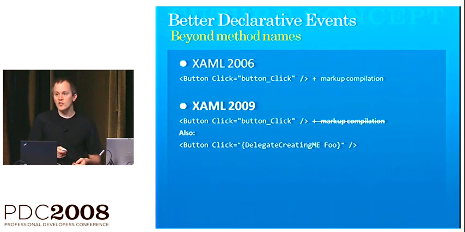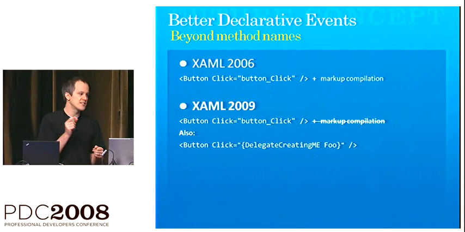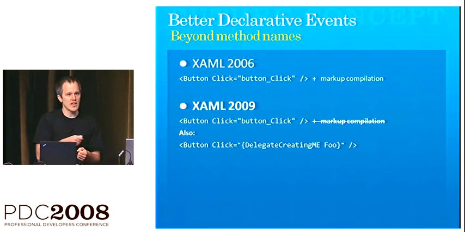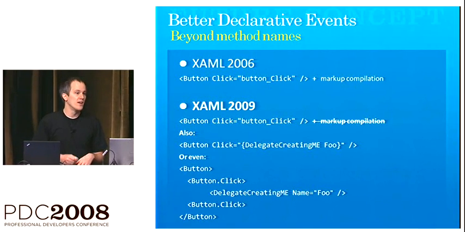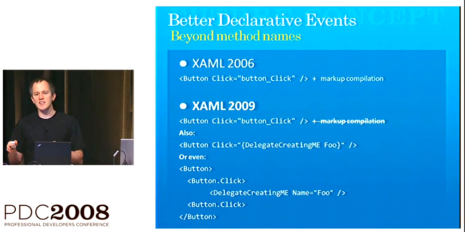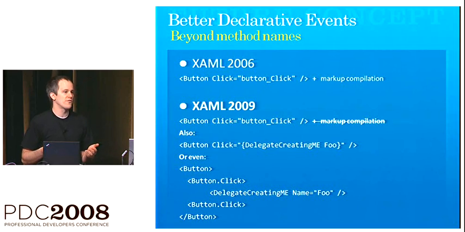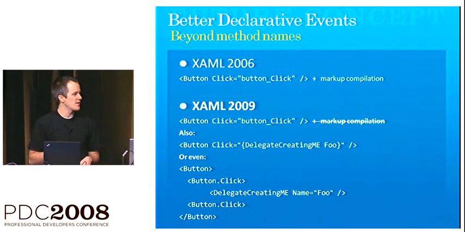Even better, you can now create a markup extension that returns a delegate. In this case, I have a delegate creating markup extension that's returning a delegate for the event handler based off of some value foo. Of course, I can also write that in element form. It's just a markup extension. You can even imagine that I can handle an event by implementing a workflow. And you won't have to imagine that very long because I'm going to show it to you later in the talk.